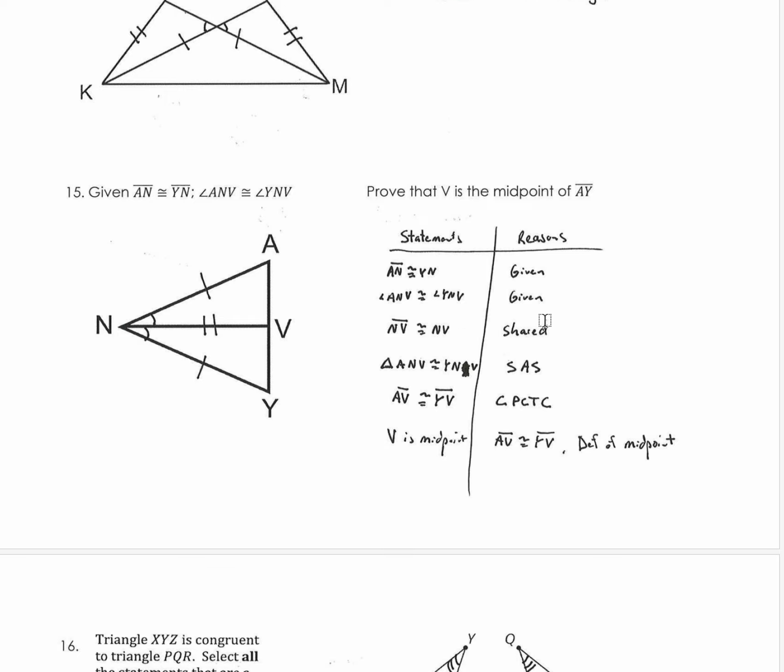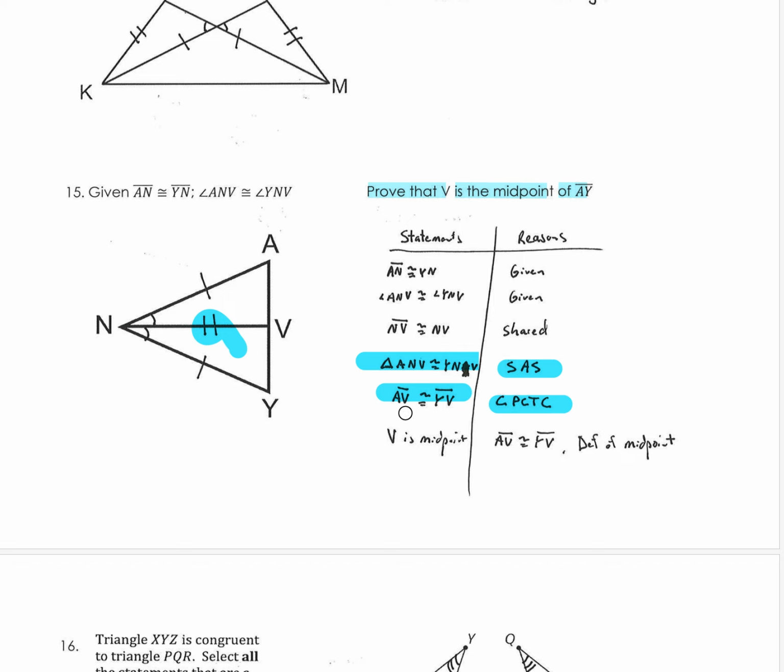15, okay. Now we want to prove that something is a midpoint. So we're going to end up going one step even further than CPCTC. So write down the given. NV is congruent to NV, this side right here, because it's a shared side. And now if you look at the two triangles, we have side, angle, side, side, angle, side. So the two triangles are congruent. Why? Side, angle, side. But doesn't that mean that AV is congruent to YV? Why? Corresponding parts of congruent triangles are congruent.